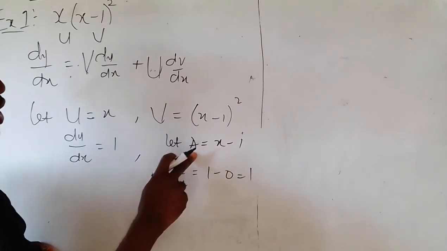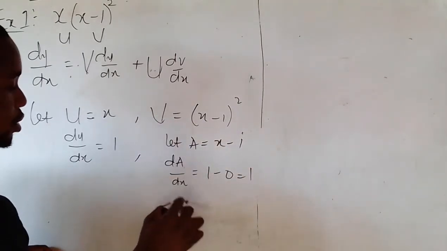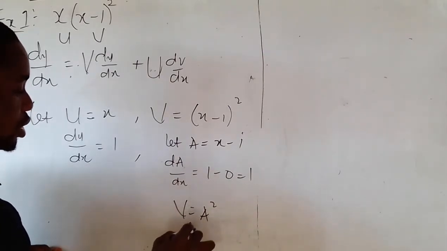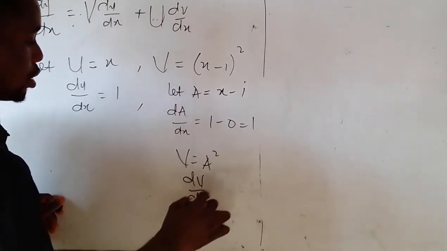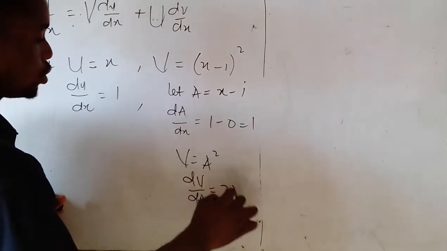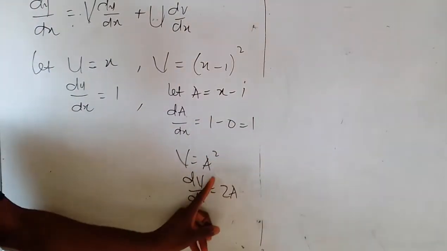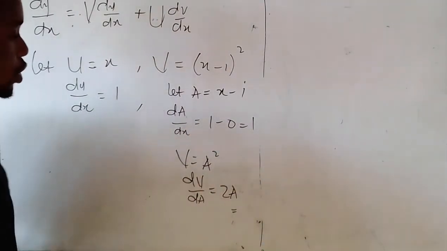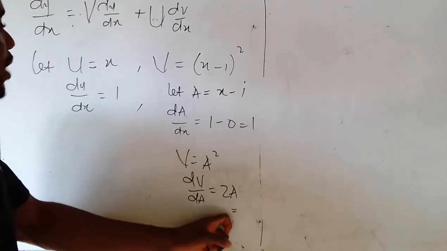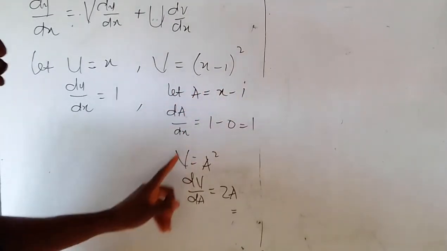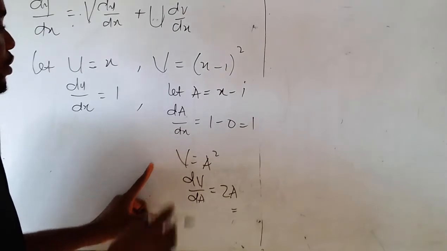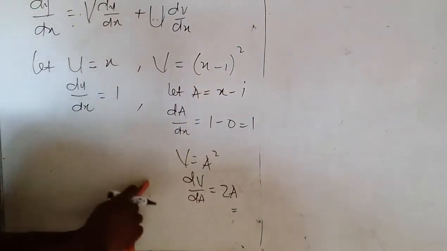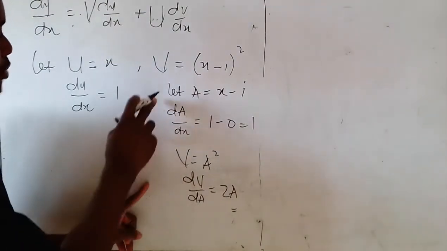Now, since a is equal to x minus 1, v will be equal to a raised to the power 2. Differentiating v with respect to a, dv/dA is equal to 2a, that's 2 times a to the power 2 minus 1, which is 2a. After getting this, I need to find my dv/dx. I'm not looking for dv/dA or dA/dx, so I have to find dv/dx in this case.